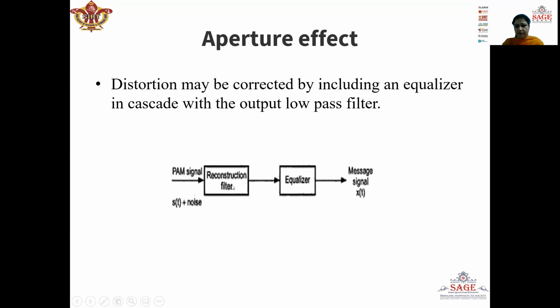The combination of this equalizer and this low pass filter is known as a composite filter. This effect of distortion is known as the aperture effect, and the equalizer is used to remove or minimize the distortion due to the aperture effect.